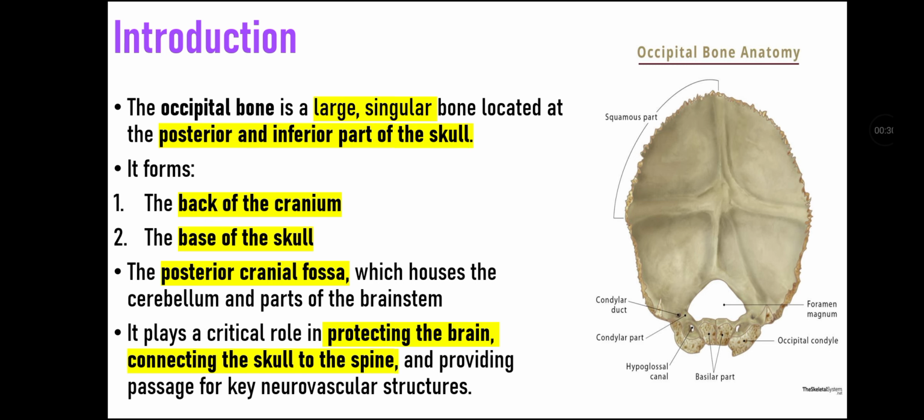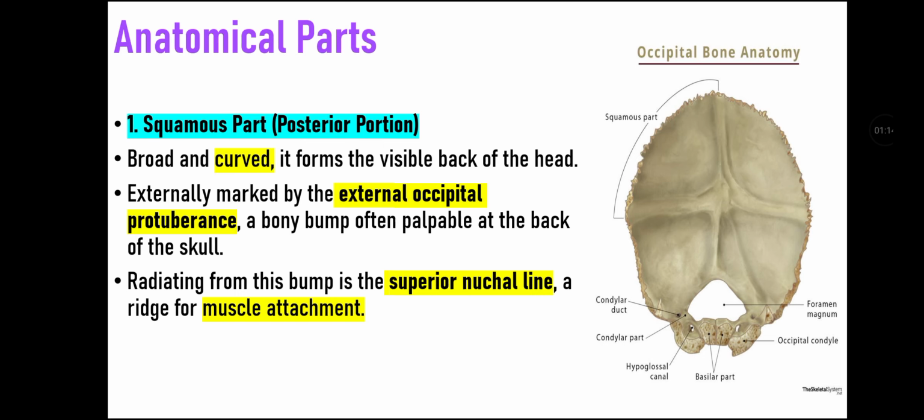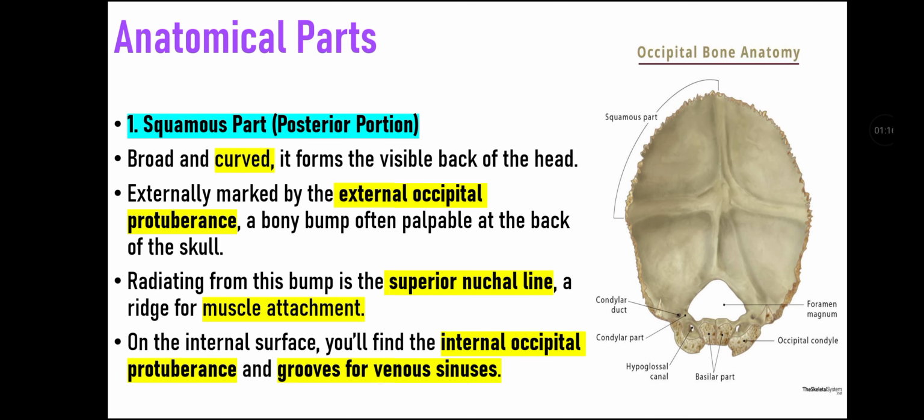First, it has a squamous part, that is the posterior portion of occipital bone. It is broad and curved. It forms the visible back of the head. It is externally marked by the external occipital protuberance, that is a bony bump often palpable at the back of the skull. Radiating from this bump is a superior nuchal line, that is a ridge for muscle attachment. On the internal surface, you will find the internal occipital protuberance and groove for the venous sinuses, as you can see here in the diagram.